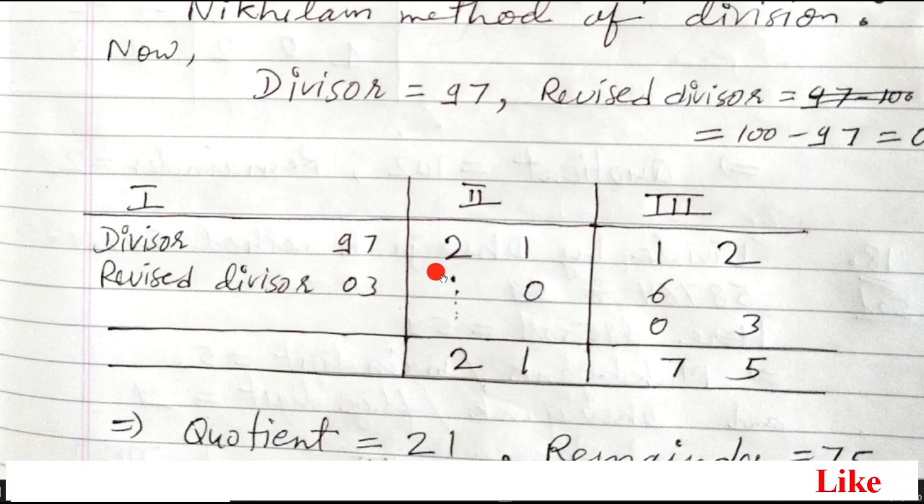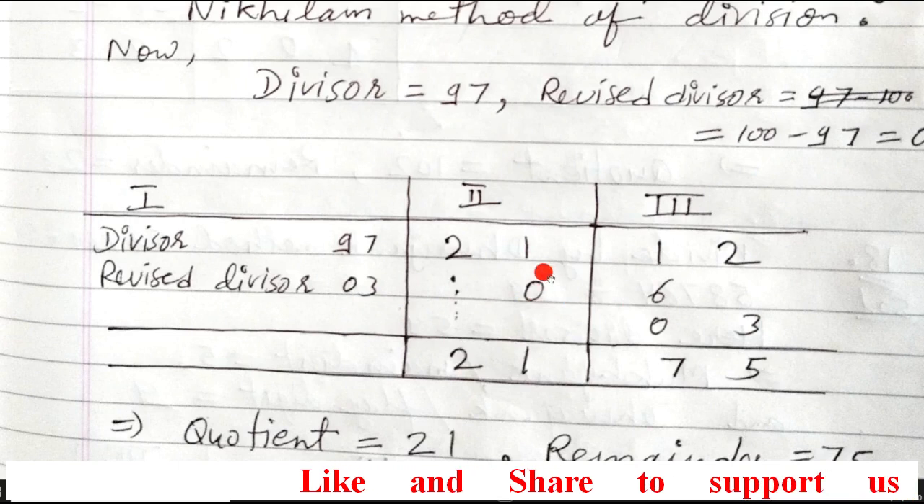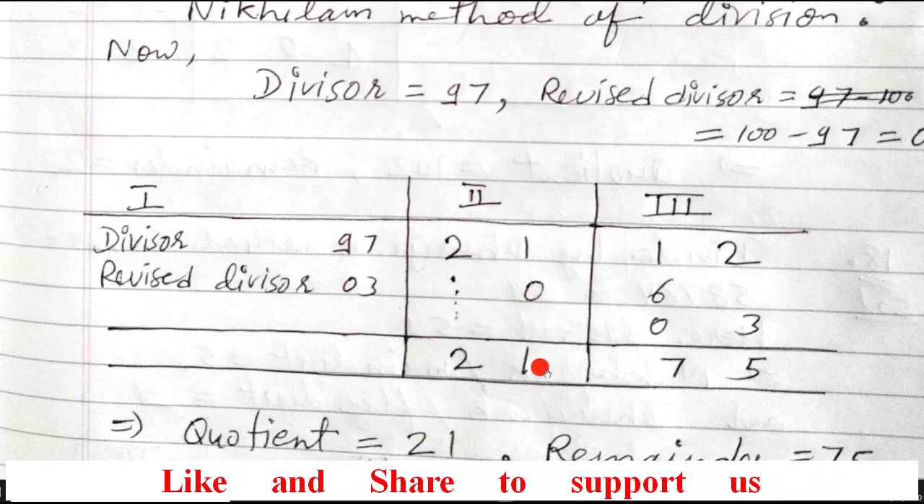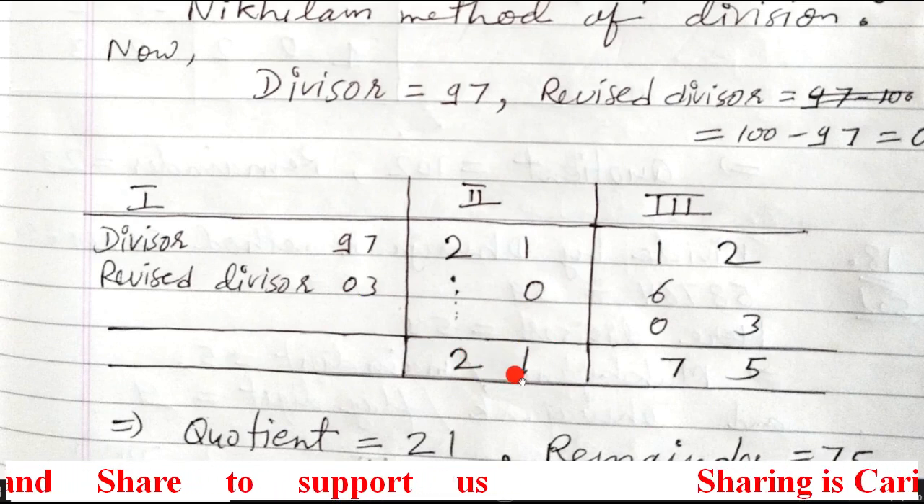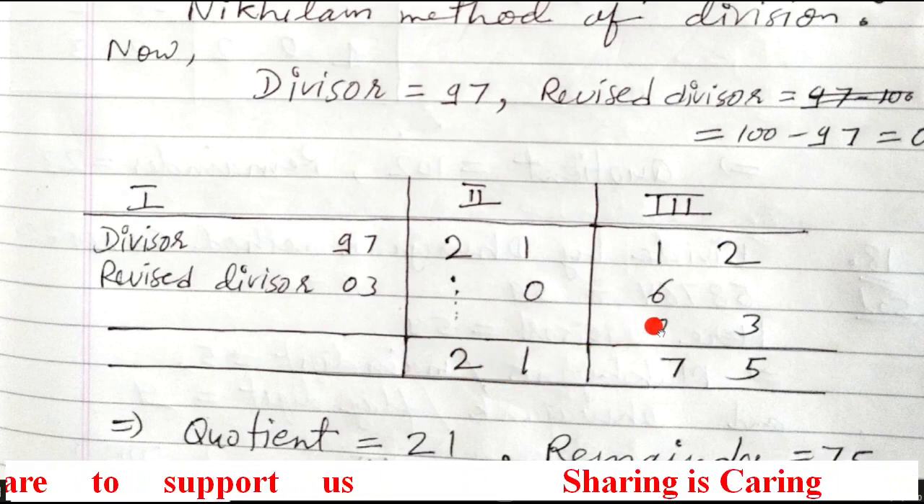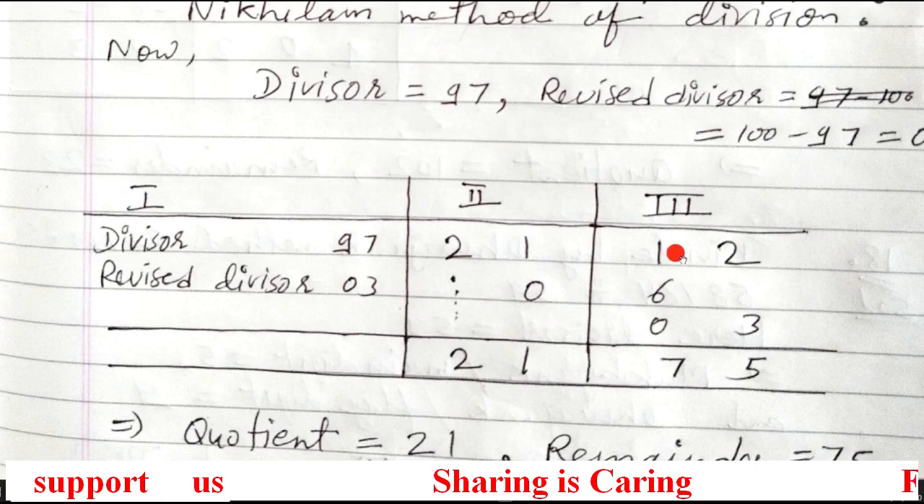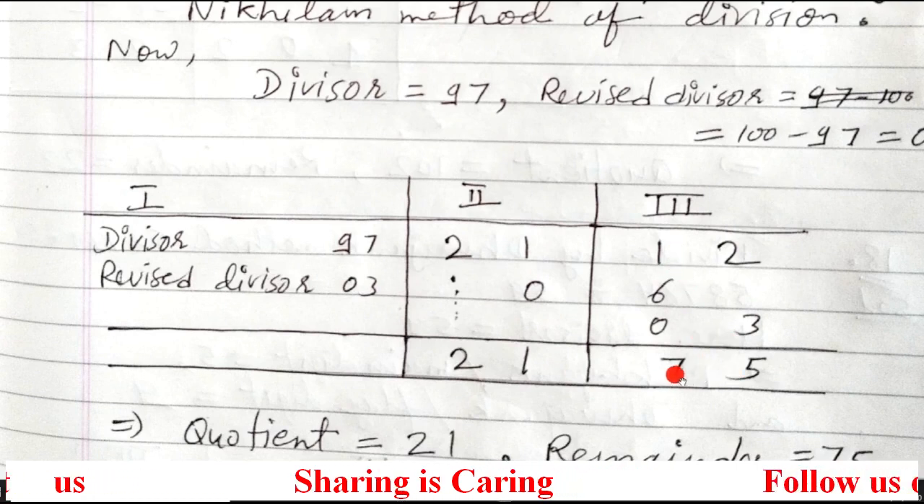Now this 2 you just write down as it is, without any change. Now 2 multiplied by 03, the answer is 06, that will enter here. Then add them. When we add it, 1 plus 0 is 1. So this column is also over. 03 multiplied by 1 is 03, that will enter in the third and fourth column. Then finally add them. So the answer came here, 75.